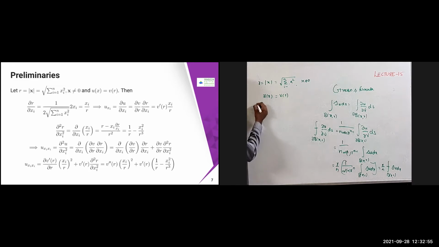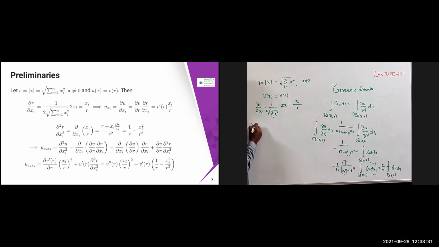So dou r by dou xi. What is going to be dou r by dou xi? This is the r definition. So that is going to become 1 by square root of summation i equal to 1 to n xi square, because the square root is there, 1 by 2 square root of summation xi square into, with respect to xi only, 2xi is going to come. So 2 gets cancelled. So I'm going to get xi divided by square root of summation i equal to 1 to n xi square, but that is nothing but r, so xi by r is going to come.